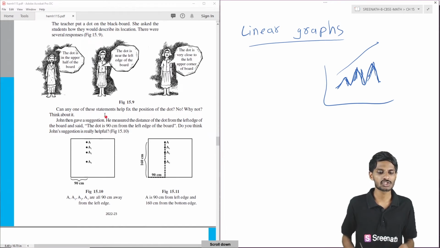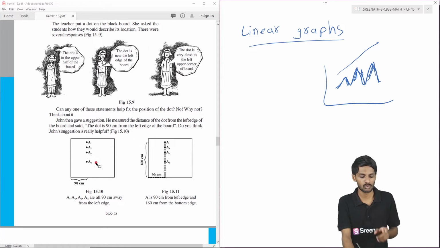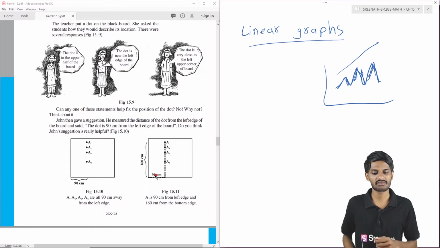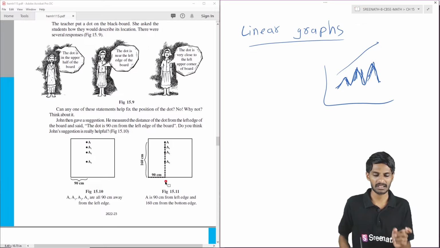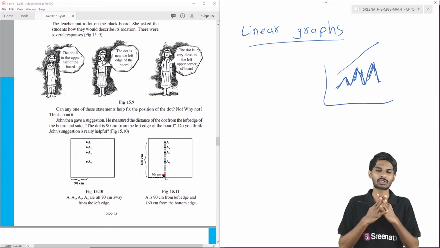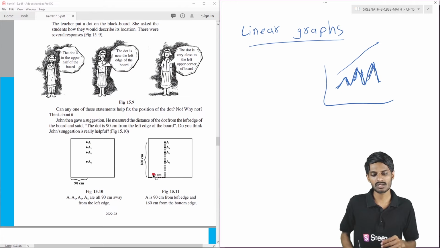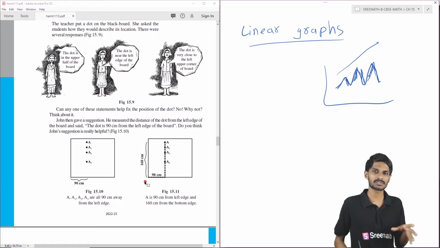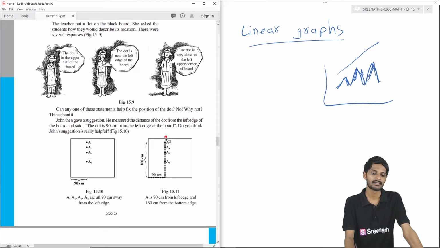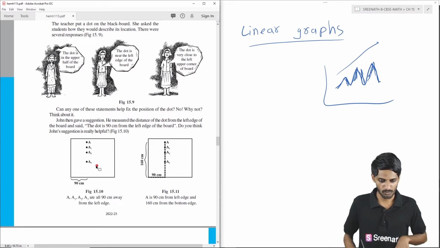So students, next John gave a suggestion. He measured the distance of the dot from the left edge of the board and says it is 90 centimeters from the left. Does it give much more clarity? Yes, much more clarity, but not full clarity, students. Still there is some confusion. Why? Because the dot is 90 centimeters from the left, but every point on this line is 90 centimeters from the left. So let us move further.